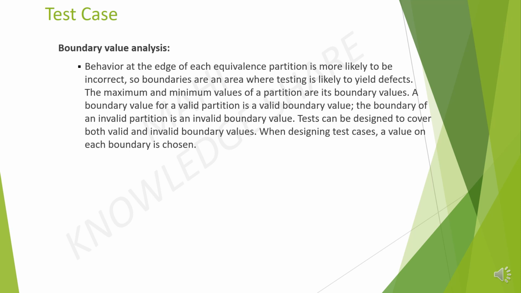Behavior at the edge of each equivalence partition is more likely to be incorrect. So, boundaries are an area where testing is likely to yield defects. The maximum and minimum values of a partition are its boundary values. A boundary value for a valid partition is a valid boundary value. The boundary value of an invalid partition is an invalid boundary value.